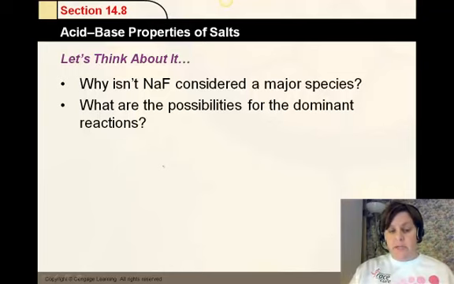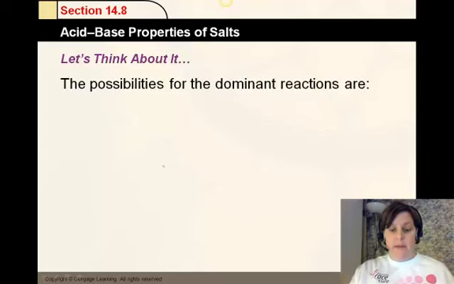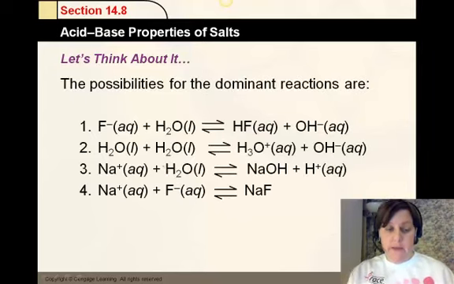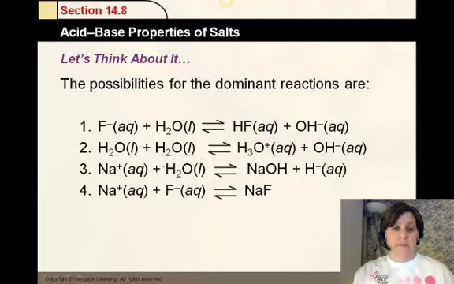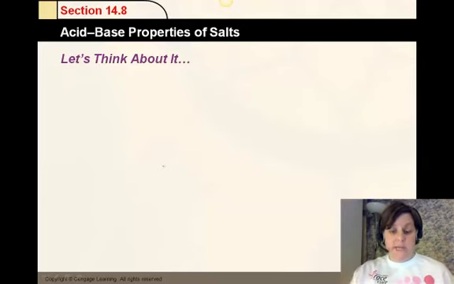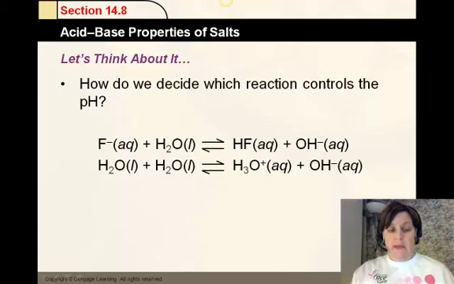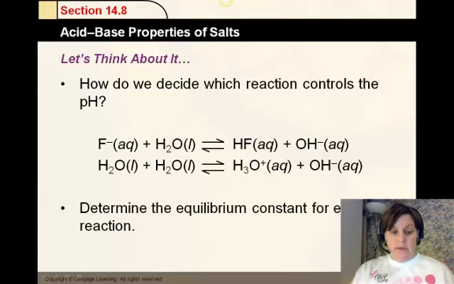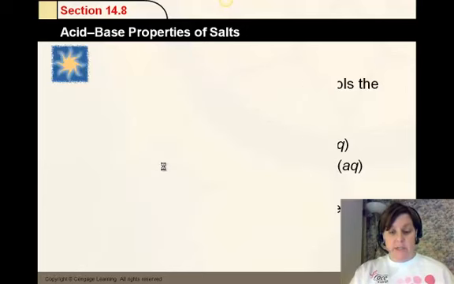So what are the possibilities for the dominant reactions? They are the following. We have the fluoride ion and water. We have the self-ionization of water for number 2. Sodium ions could combine with water, or sodium could combine with fluoride to form sodium fluoride. Which one is it here? Is it going to be the fluoride with water to form HF, or water combining with water, the self-ionization of water? We have to look at which is the bigger Ka or Kb value. So we're going to determine the equilibrium constant for each reaction.